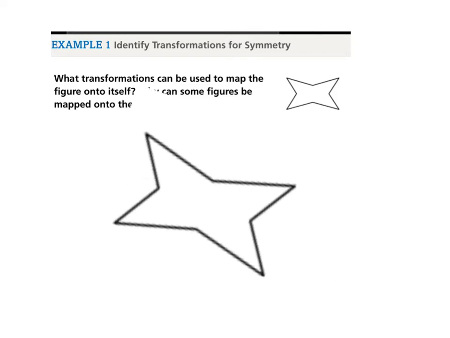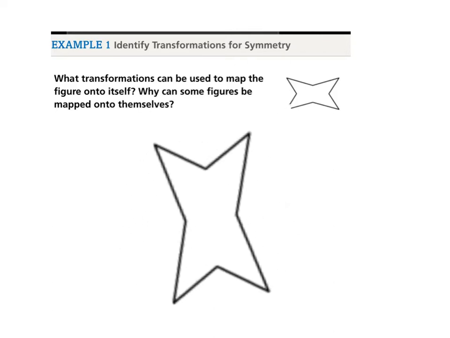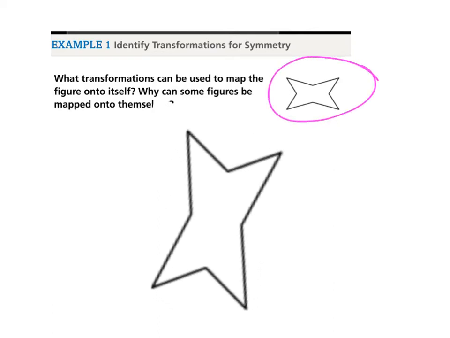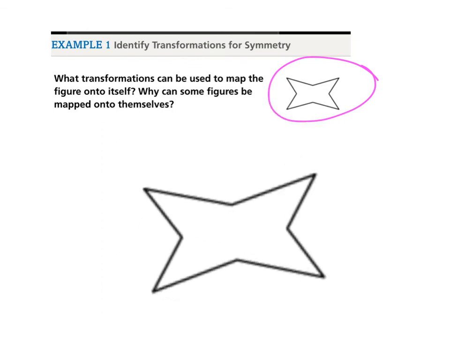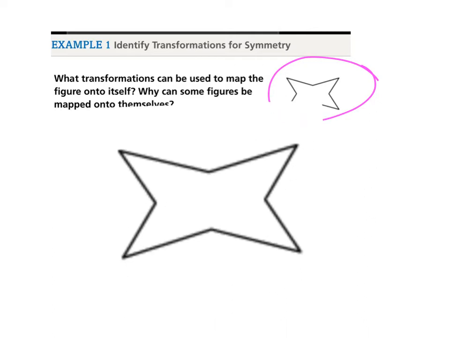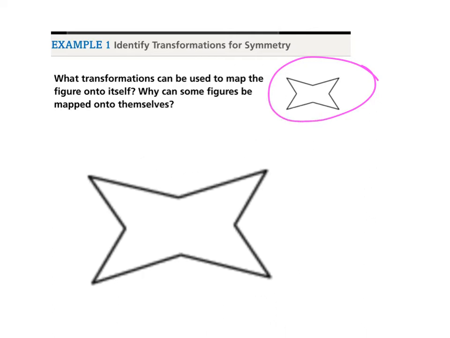Now this figure also has rotational symmetry. So if I take this figure and I twist it around, that would be a 90-degree rotation. It doesn't map onto the original figure. So remember, the original figure is this one right here. That's what I'm trying to get back to. However, if I continue around 180 degrees, bam, I am right back onto that exact same figure. So this would also have rotational symmetry.